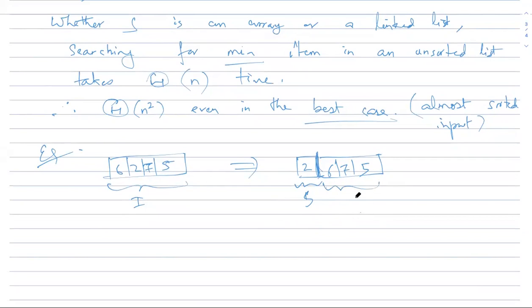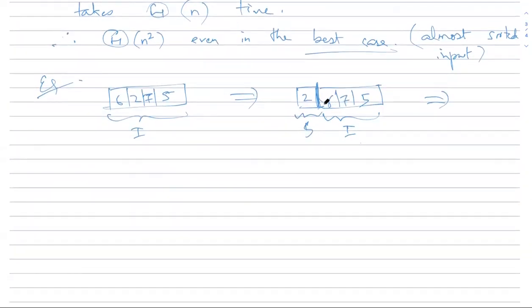Okay, so this part is now our new input. Next, you're going to select from here what is the minimum key and simply append. So out of this, the minimum is 5. So it was 2 here. So you just simply append 5 after 2. And then you are left with 6 and 7. So here, this is the unsorted and this is the sorted.